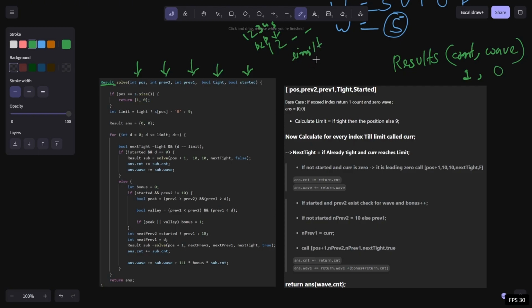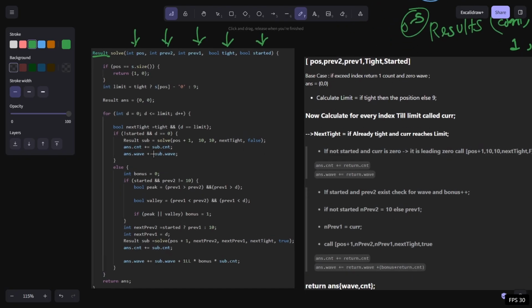And if we are given 1 2 3 4 5, and we are at 1 1 and pointing here, 1 and 1 is not going to become tight. So if it's not tight, the next element is going to go up to 9. So the limit here is going to become 0 to 9. Then we iterate over every digit up to the limit. The first thing we have to do is check whether the next element is tight.